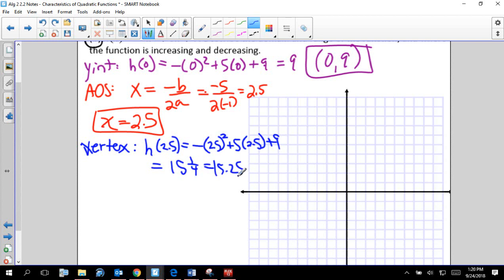There you go. But it's okay if you use your calculator for numbers. They're going to take you a little bit longer. All right, so my vertex is 2.5, comma 15.25. Now I'm going to start graphing. Is it all going to fit on my graph? No. So I'm going to need to change my scale.